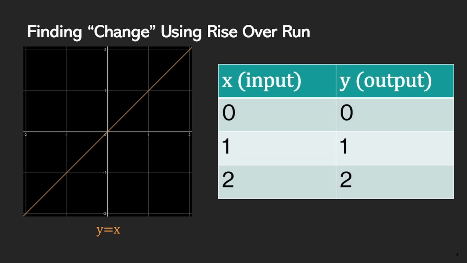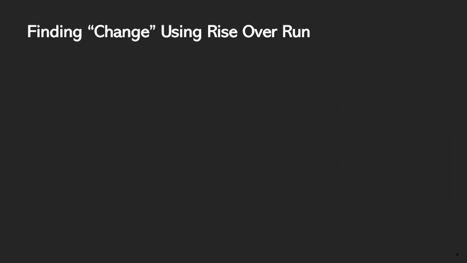Furthermore, we can look at a table here of input and output values. We'll see that when x is equal to 0, our y is equal to 0. When x is equal to 1, our y is equal to 1. When x is equal to 2, our y is equal to 2. So you'll see that every single time x increases by an increment of 1 unit, our y is increasing by an increment of 1 unit. So that means that our change, or the rise over run, or the slope that we're seeing here is obviously 1. So let's put that to the side.